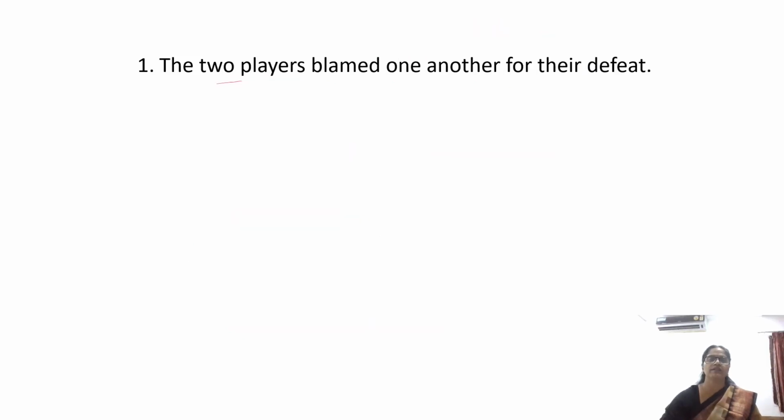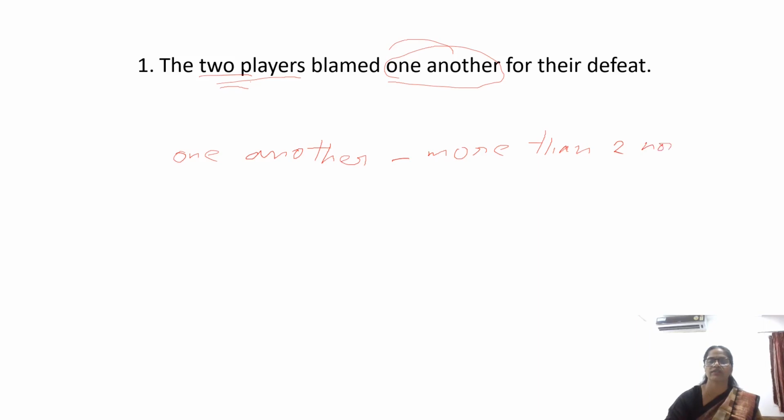The two players blamed one another. Okay, here we have two players, two nouns, and we have one another. The phrase one another is used when there are more than two nouns. But here we have only two players, right? When there are two players, what do we use? We use each other. Each other is used when there are two nouns.